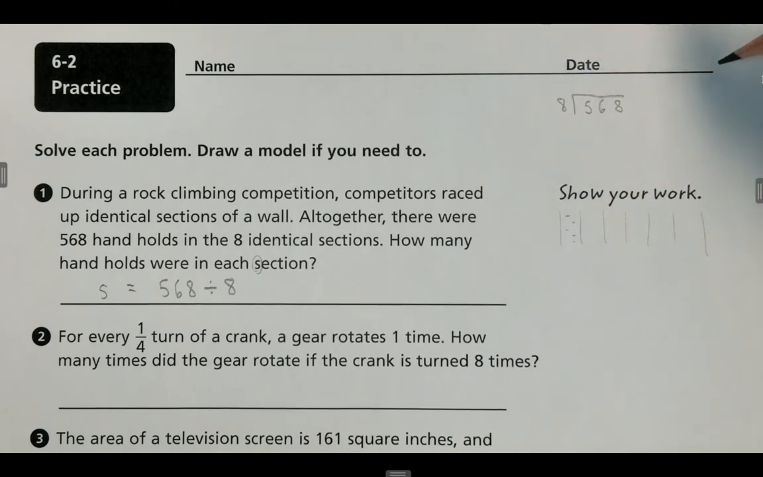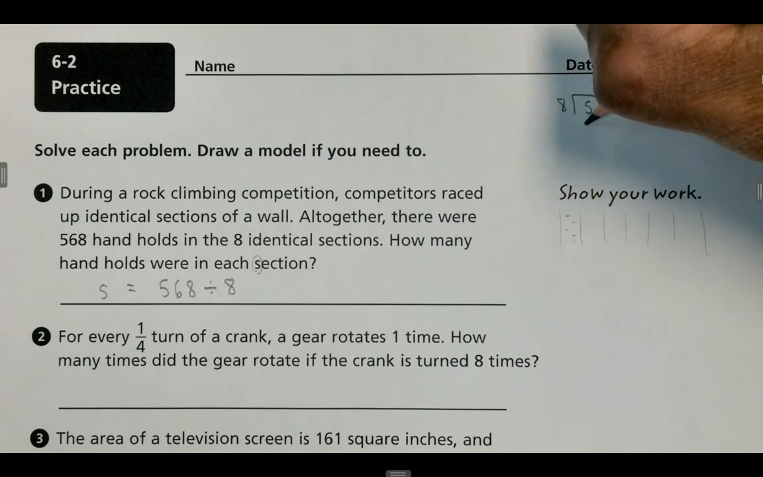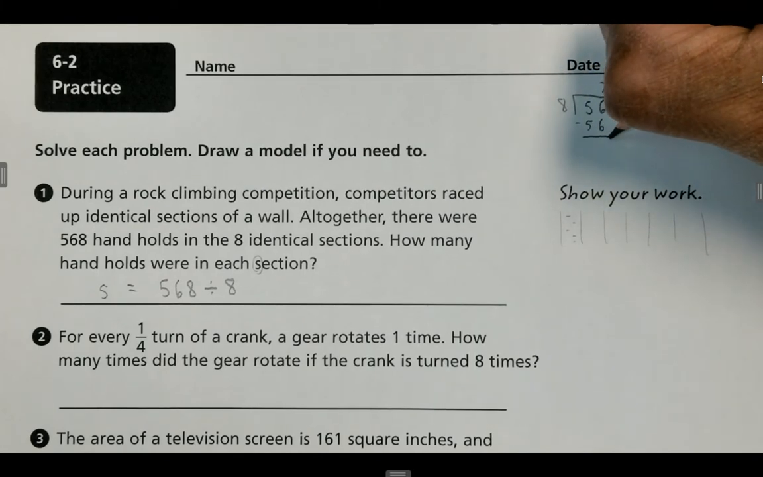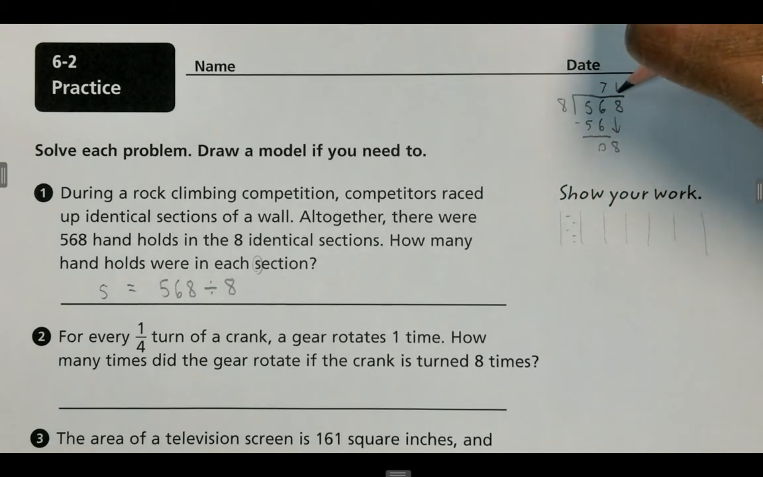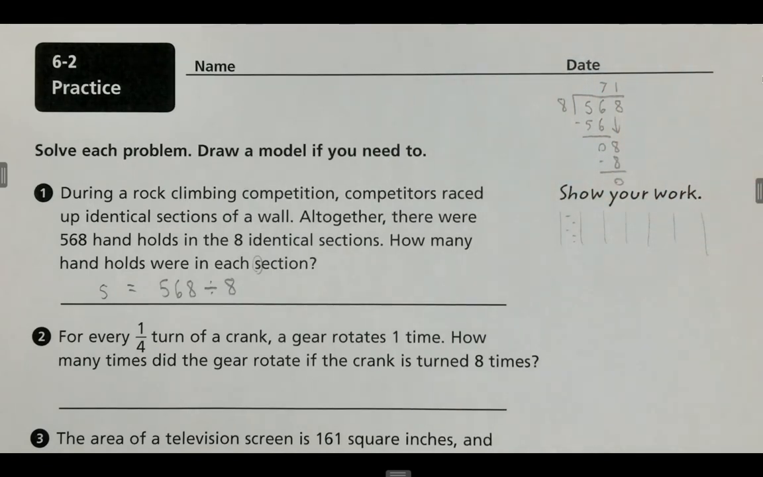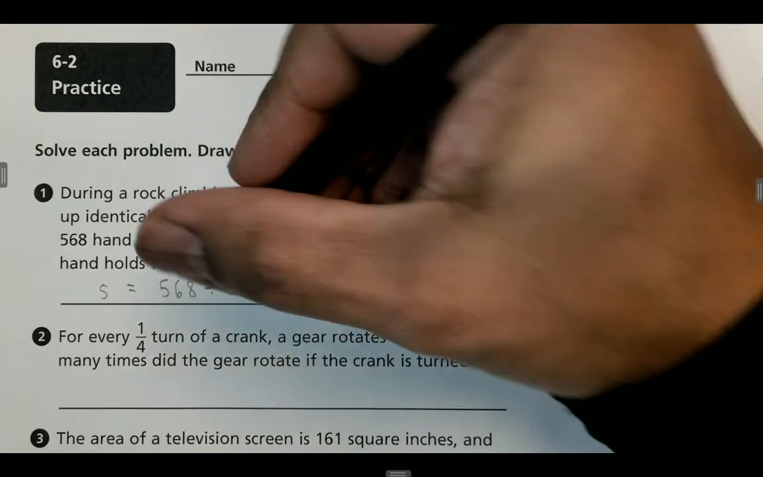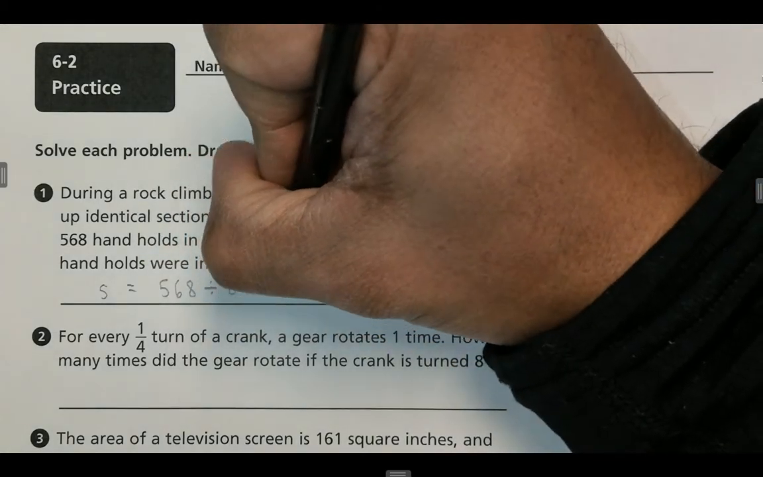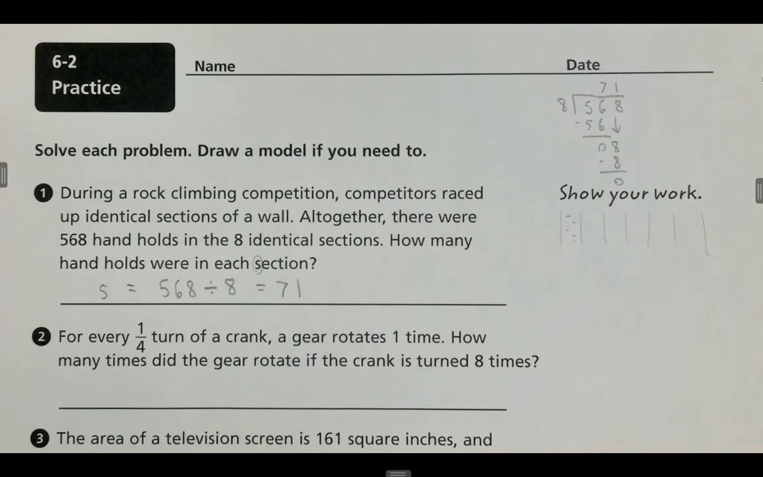How many times does the 8 go into 56? 7 times. 8 times 7 is 56. Bring down the 8. How many times does 8 go into 8? 1 time. Multiply that out. Subtract. Nothing left to bring down. Nothing left over. Each of these sections had 71 handholds.